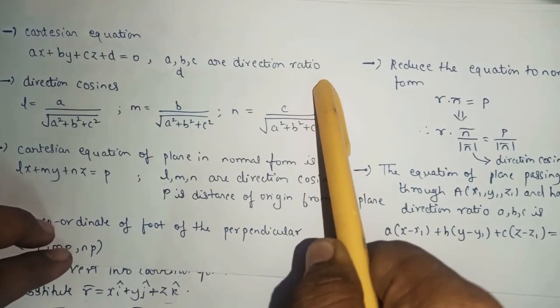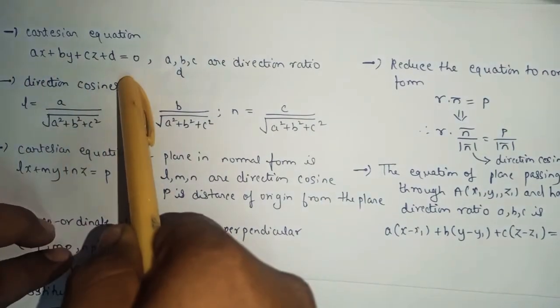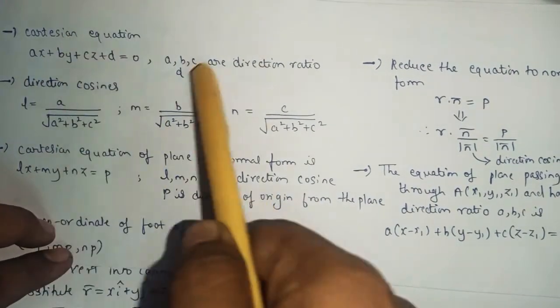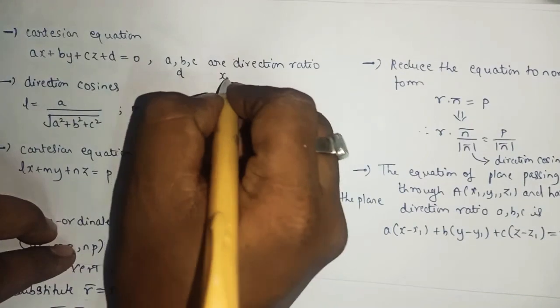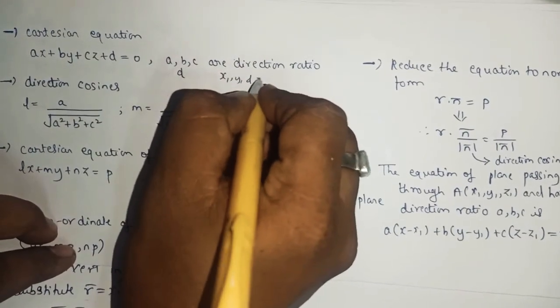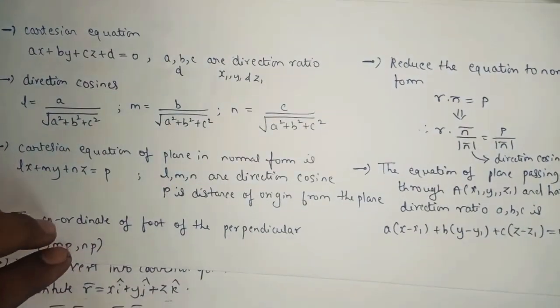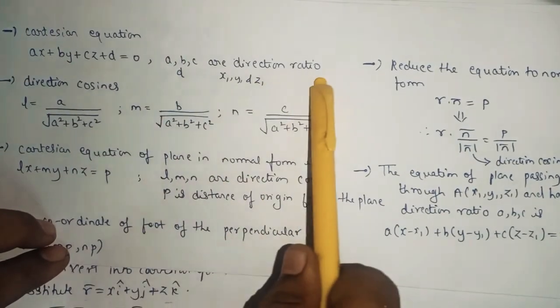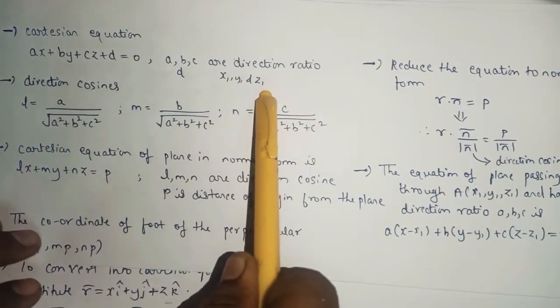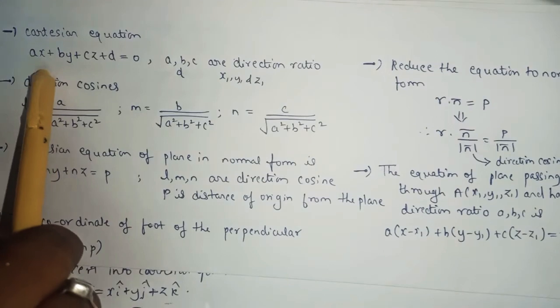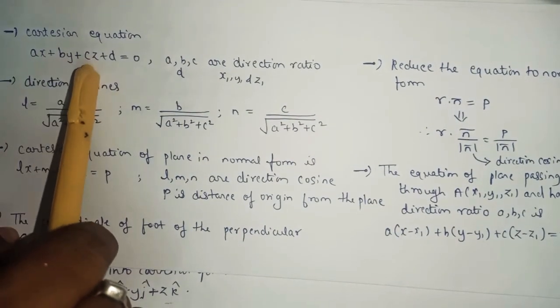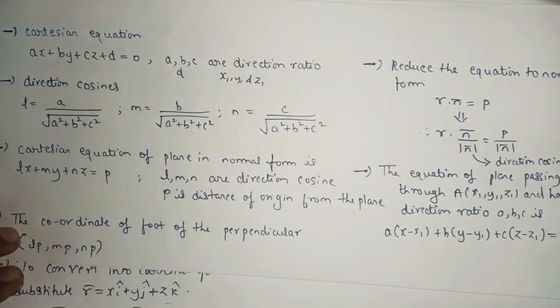As we know, in the line also we saw a, b, c represent what? They are known as the direction ratios, and x1, y1 and z1 was the point. Yes or no? So here also it is the same: a, b, c are the direction ratios, and x1, y1, z1 are the point. So the formula is ax plus by plus cz plus d equals 0.